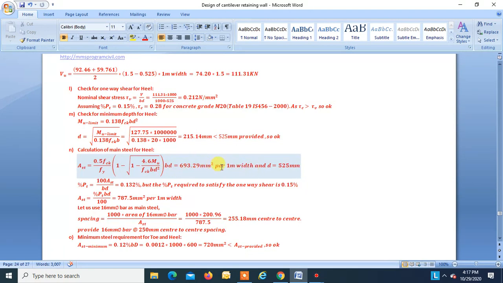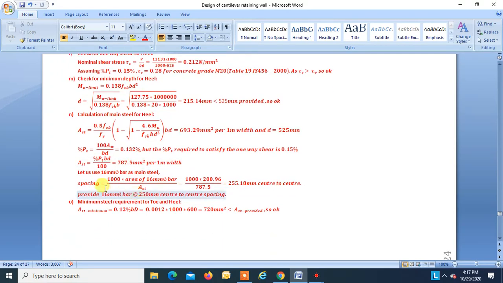693.29, where width is 1 meter and depth is 525 mm. So PT is found to be 0.132 percent. But the assumed value is 0.15 for the shear criteria. So we will find the steel for this PT. So Ast is equal to 787.5. Let us use 16 mm dia bar as main steel. Spacing found is 255. We will provide 16 mm at about 250 mm center to center.